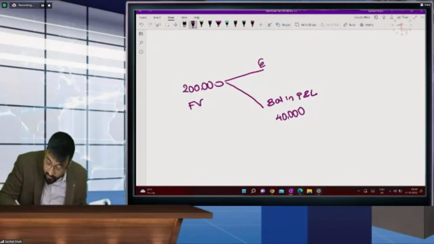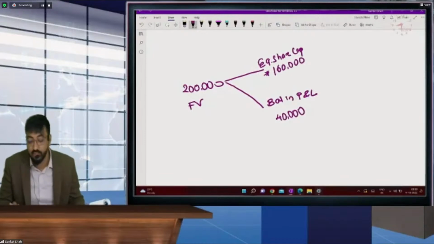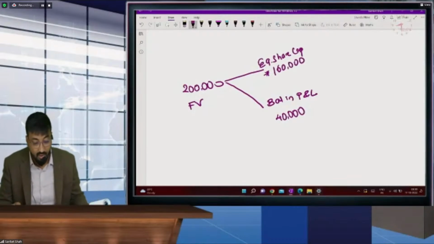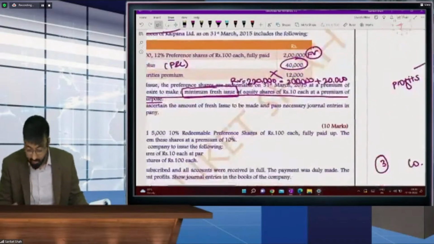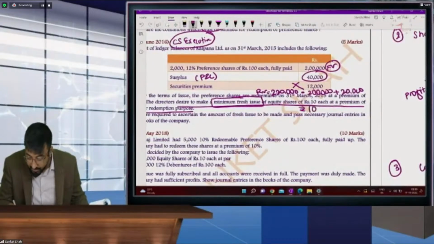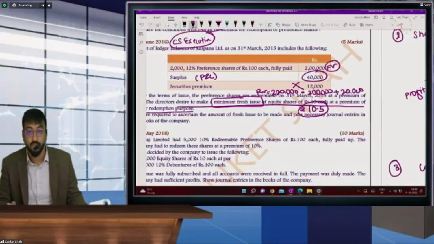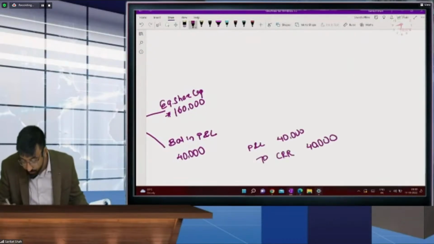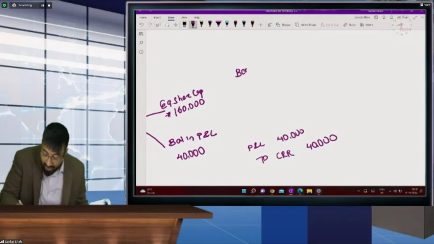And we need equity share capital, balancing figure 1,60,000, to maintain our capital structure. So this is a diagram. Now, one share has a value of rupees 10.5 equity share. Now, how to write this? My entry will be surplus account debit to CRR 40,000. I will create CRR out of this. And here, bank account debit, I will collect 10.5.